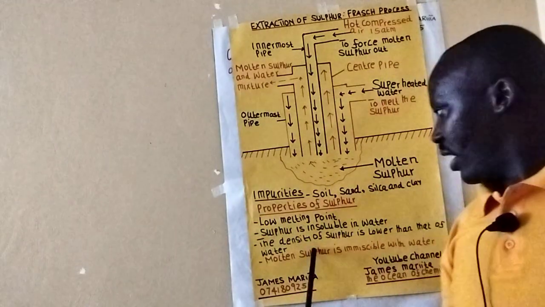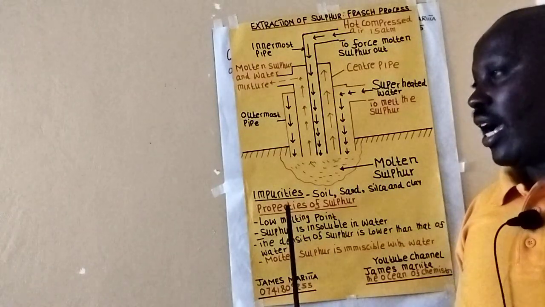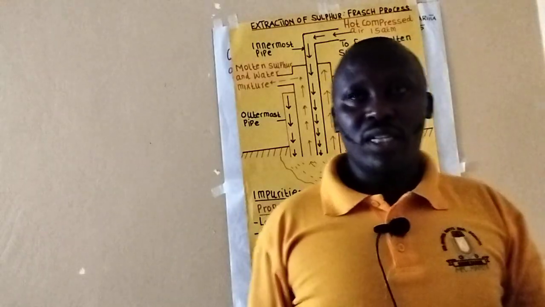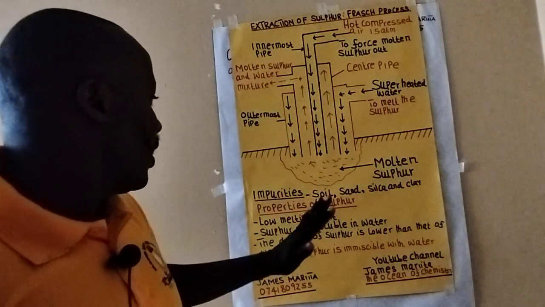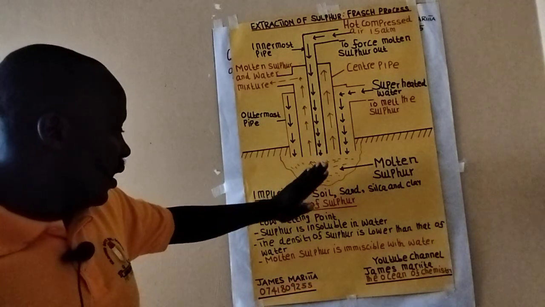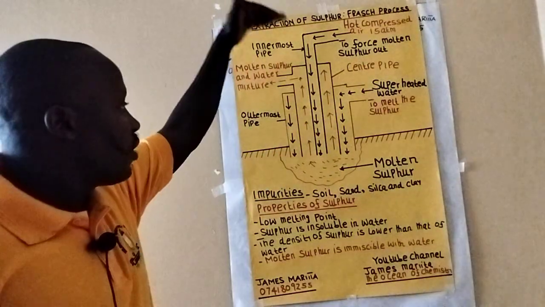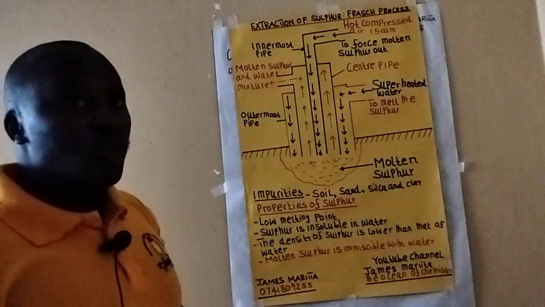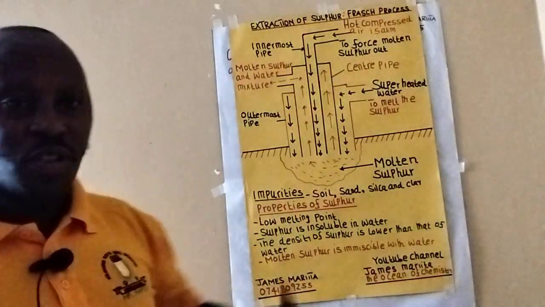The density of molten sulfur is lower than that of water. Then we have the sulfur being extracted through the Frasch process. We have the 3 concentric pipes. Then we have the impurities found in sulfur, and the properties that make sulfur to be extracted by this method.